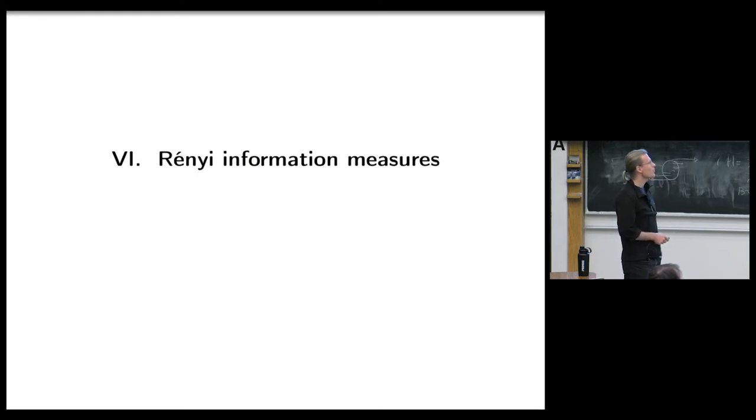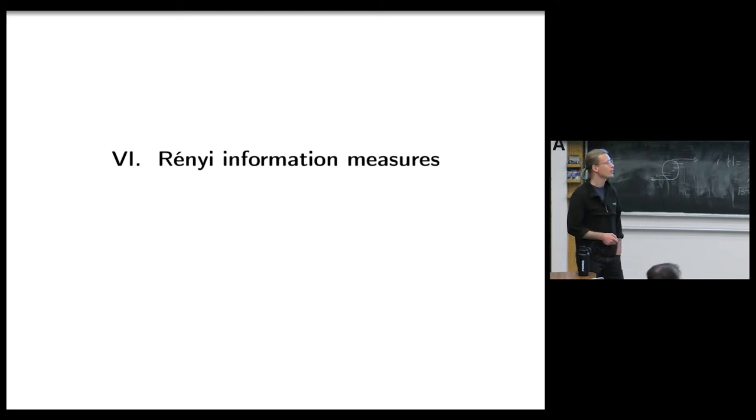Okay, so this was a part about why we are getting Rényi divergences and what quantum Rényi divergences are. And the last part of the talk is going to be an overview of the information measures that we can derive from these Rényi divergences and where they appear in quantum information theory.